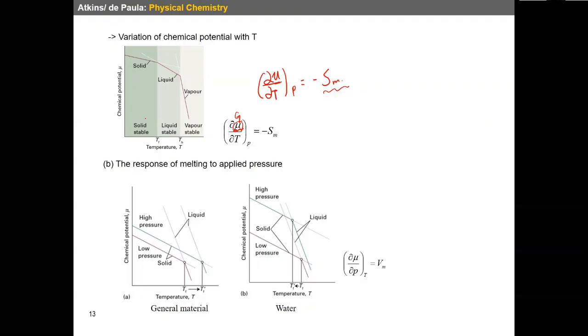We can simply draw this kind of diagram. As temperature increases, the chemical potential decreases, like this. And gas has a higher dependence on temperature compared to liquid or solid. It's the same as our previous concept.